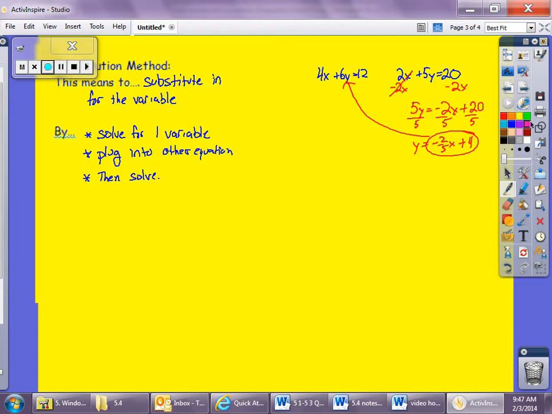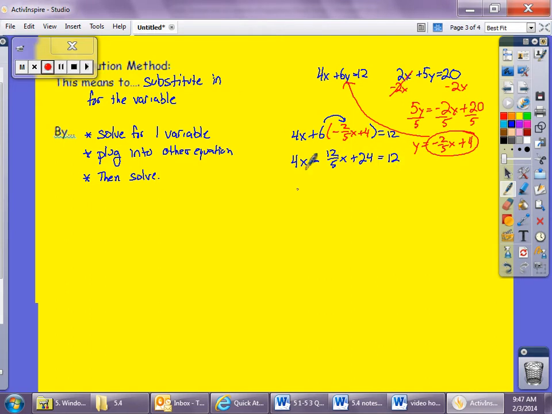So we get 4x plus 6 times negative 2 over 5 x plus 4 equals 12. Distribute. So this is going to be 4x minus, let's see, 12 over 5 x plus 24. That equals 12. Now we can use our calculator. We can just combine this.